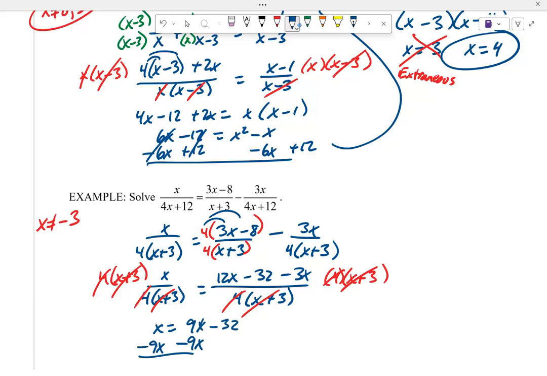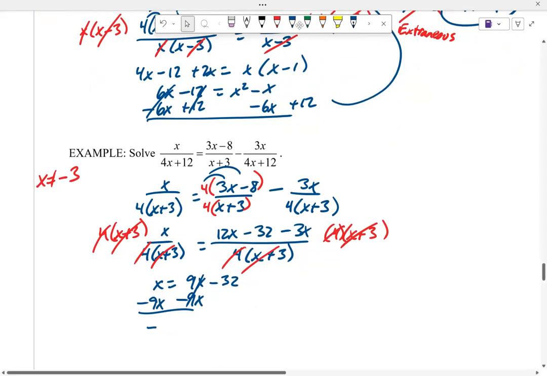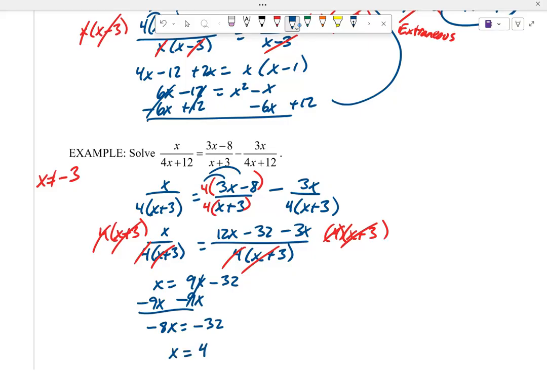Let's subtract 9x here. We've just got it linear here. Negative 8x equals negative 32. Divide by negative 8. And we just end up with x being 4. And remember at the beginning, x could not be negative 3. And so this is fine. x being 4 is perfectly okay. It will not cause division by 0.